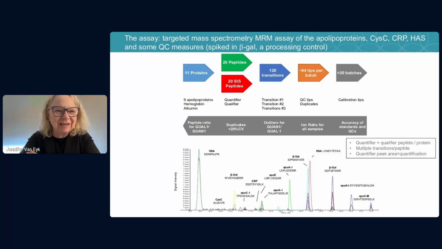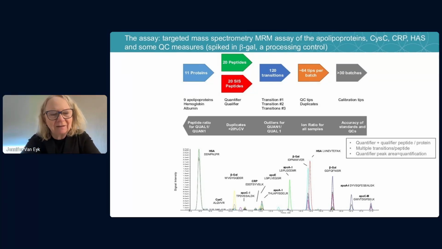It should not be in plasma or in the remote sampling devices. We are then tracking it at the very end. We add the SIL peptides right before it's going to be dried down and going onto the mass spectrometer. And so we have peptides for the 9 apolipoproteins we're measuring, hemoglobin, albumin, beta-gal. There are 2 peptides per protein.